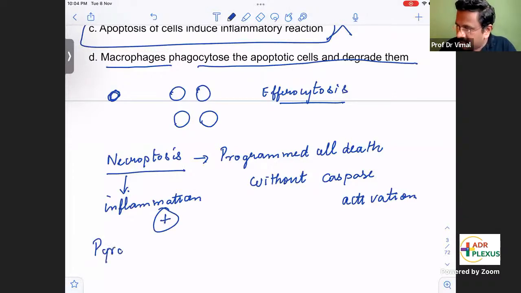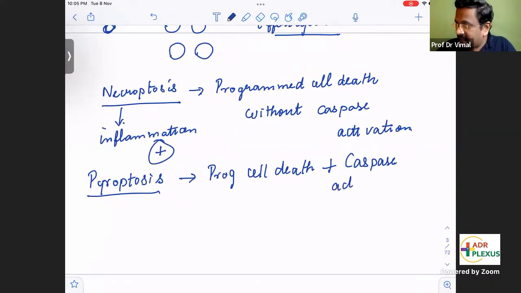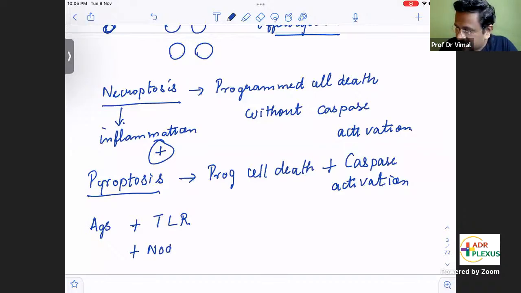Another thing you have to know is pyroptosis. So in pyroptosis, what will happen? It is also a programmed cell death, but here there will be caspase activation. Caspase will be activated in pyroptosis. What you have to remember in pyroptosis are the bacterial antigens. The bacterial antigens will combine with either a toll-like receptor or a node-like receptor.